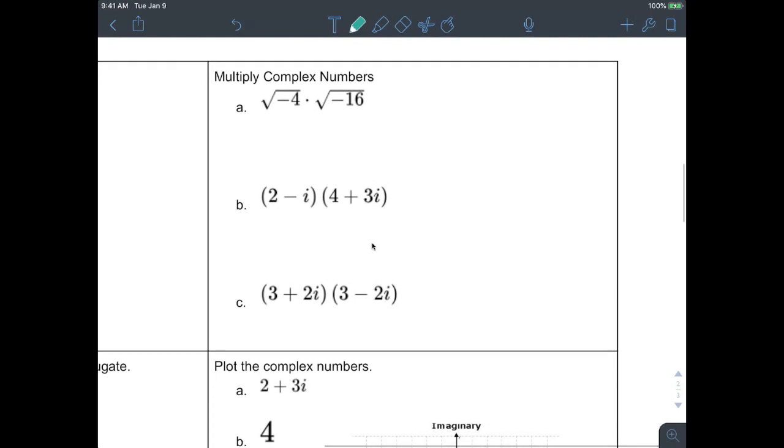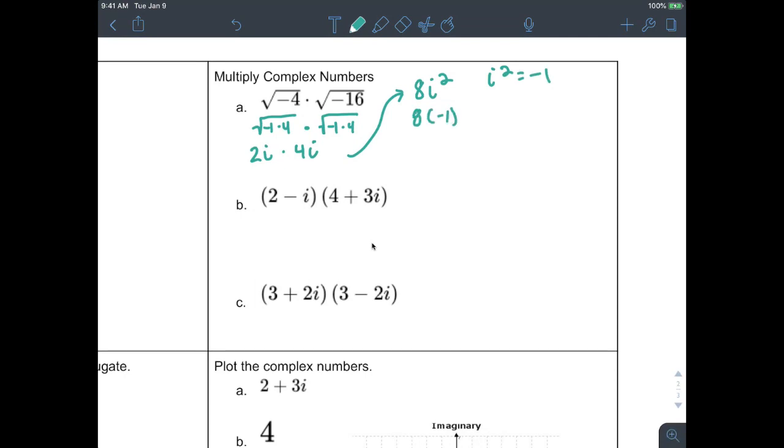Now pause and try multiplying. All right, so you've got to take the square root first here. The square root of a negative is i, and for the square root of negative 4, you can break it up: negative 1 times 4. I get 2i times the square root of negative 1 times 4, which is 4i, which gives me 8i squared. What does i squared equal? It equals negative 1. So this is 8 times negative 1. This is negative 8.